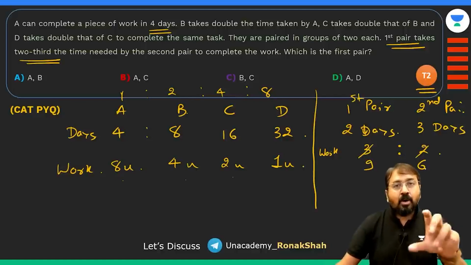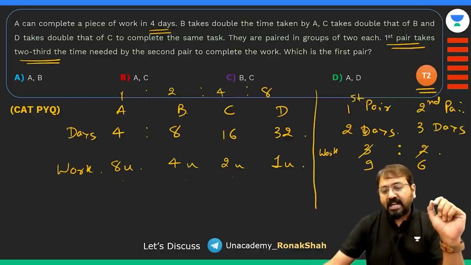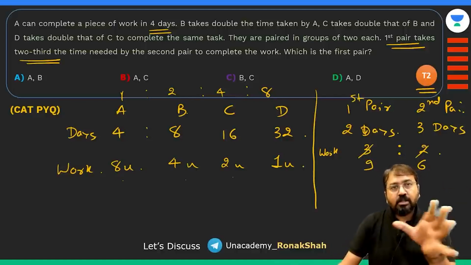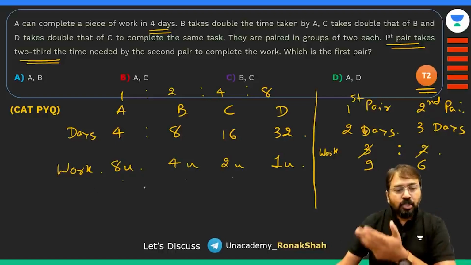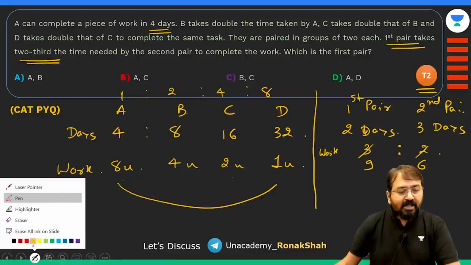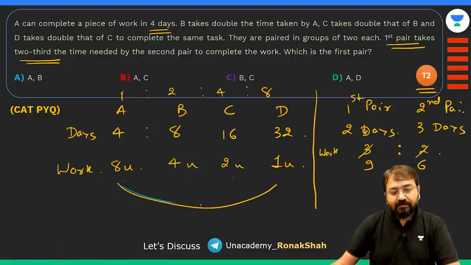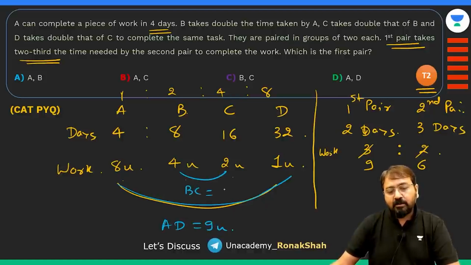So let's see how we should pair them so that we can get the work done by them in the ratio 3 is to 2. It's very easy. We have 4 very convenient numbers and you can easily pair them. This 8 plus 1, if I make a pair of A and D, 8 plus 1, it will be 9 units, and if I make a pair of B and C, it will be 6 units.